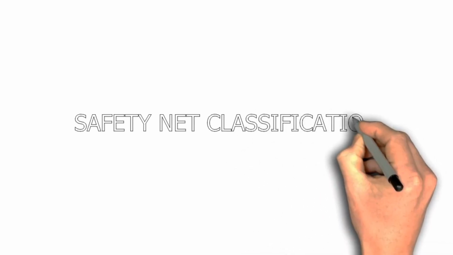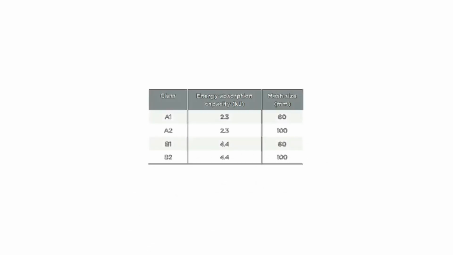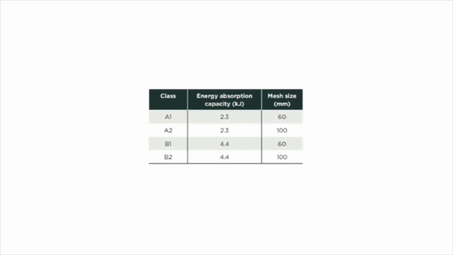Safety net classification. Classes A and B describe the net's maximum energy absorption capacity, that is, how much energy it can absorb, measured in kilojoules, kJ. For example, Class A equals 2.3 kilojoules, Class B equals 4.4 kilojoules. Classes 1 and 2 describe the mesh sizes. For example, Class 1 equals 60 mm, Class 2 equals 100 mm.